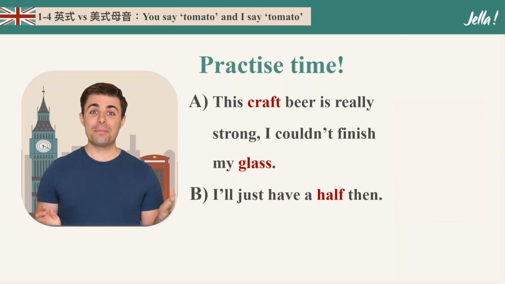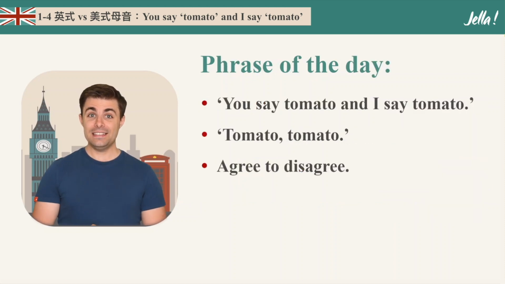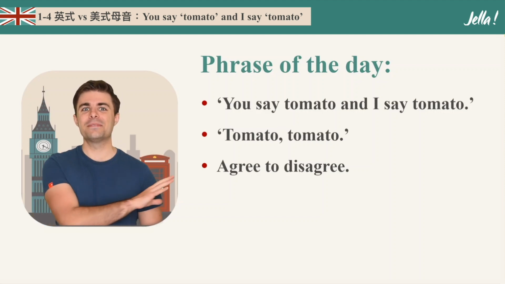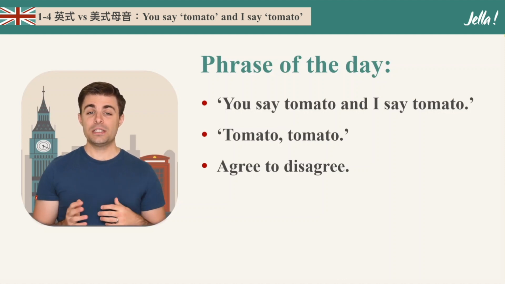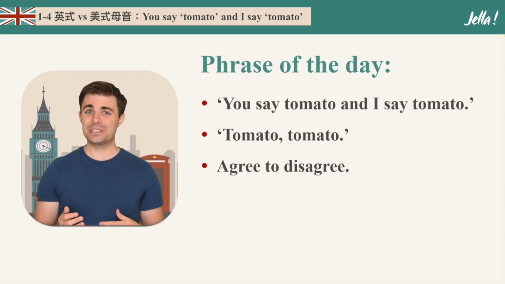And now that we've finished our practice, we can move on to our phrase of the day. And today it's you say tomato and I say tomato. Yes, it's that line that we learnt from the song right at the beginning of the lesson. And this phrase is often shortened simply to tomato, tomato. But what does it mean when someone says this? If someone says tomato, tomato to you, what do they mean?